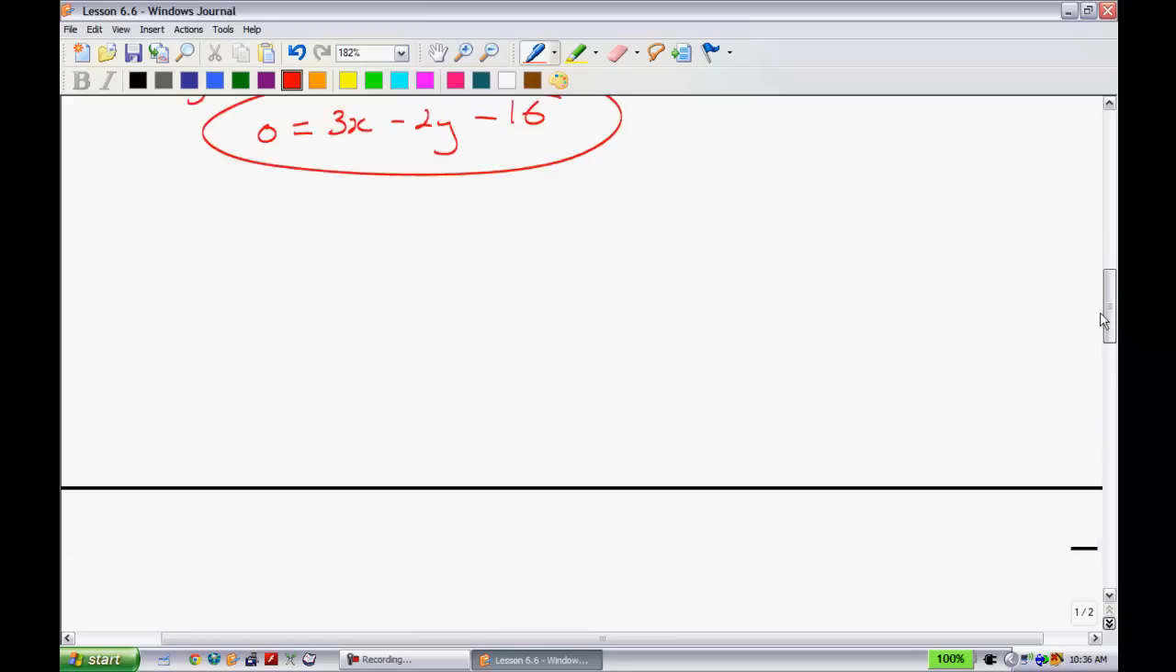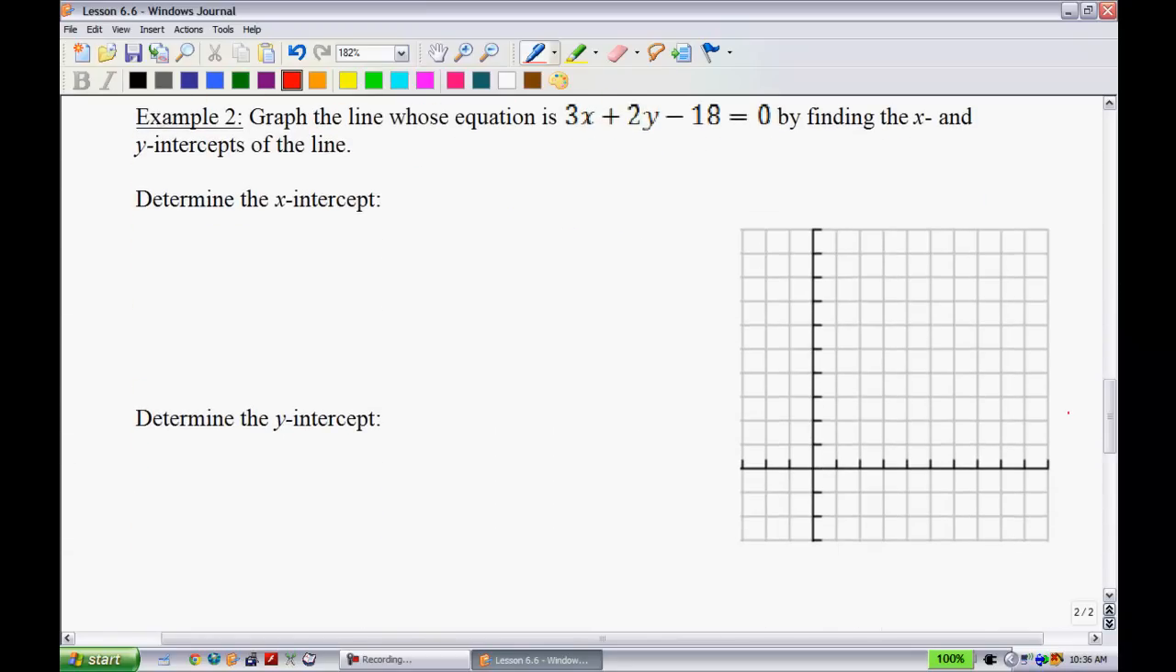Okay. Now let's go on to the next page, and this is where we can finally see what the benefit of the general form really is, in my opinion. The benefit that I see here is that we can determine the x-intercept and y-intercept relatively easily.